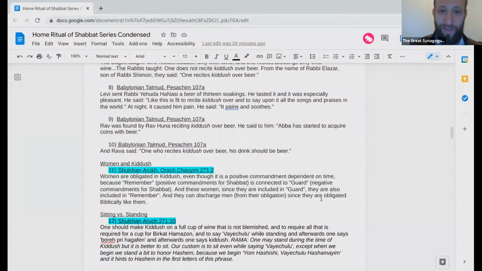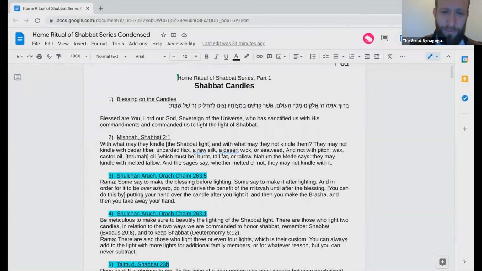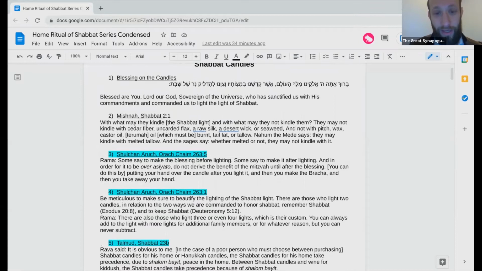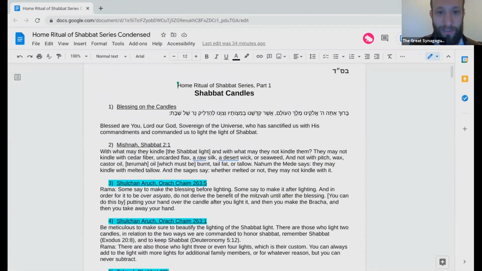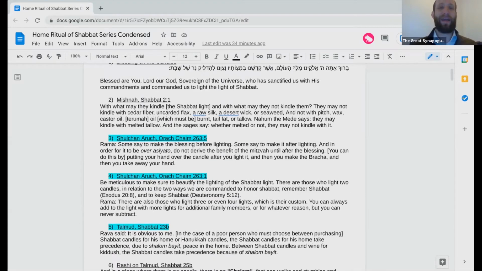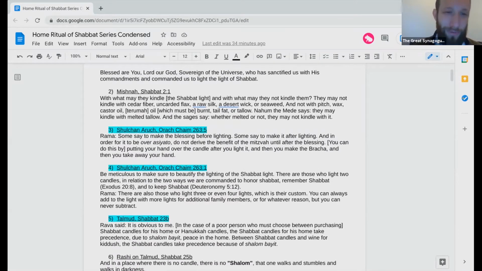As you'll see, only some sources are highlighted in blue. Those are the ones we're going to look at today. Everyone now has in the chat the link for this source sheet, if they would like to look at other sources themselves. So I start with the blessing and then a Mishnah about what we're allowed to use for the Shabbat lights, and then get into source number 3, the first one that we'll look at.